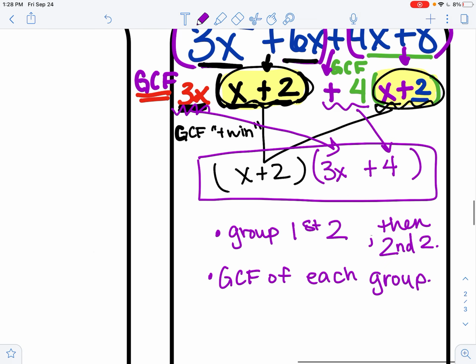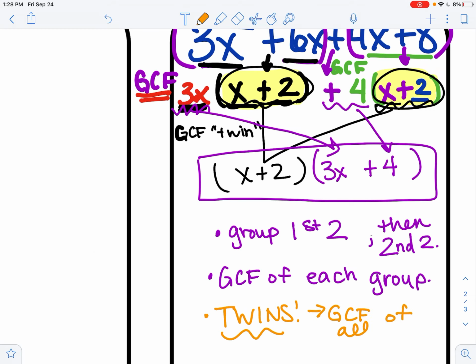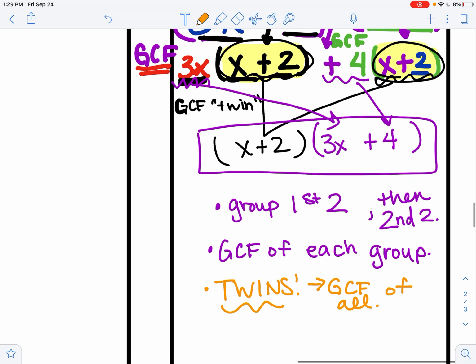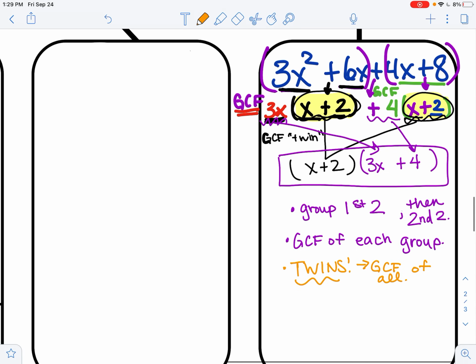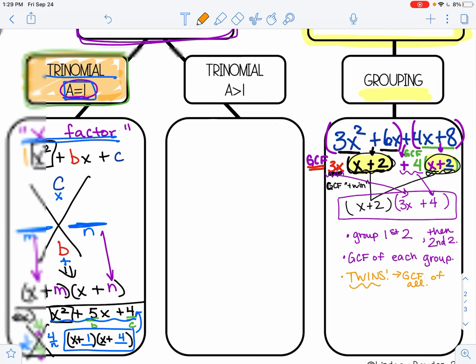And then the hope is that we find twins. Once you find the twins, those become the GCF of all. Okay, and then you finish by factoring. Okay, so now that we know how to factor by grouping, let's talk about how we do a 3-term trinomial.